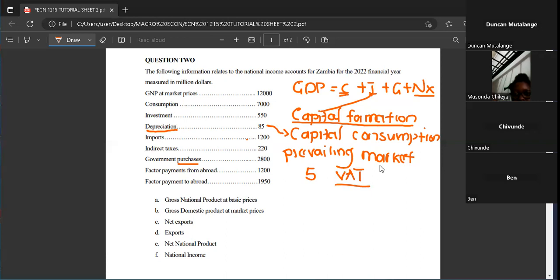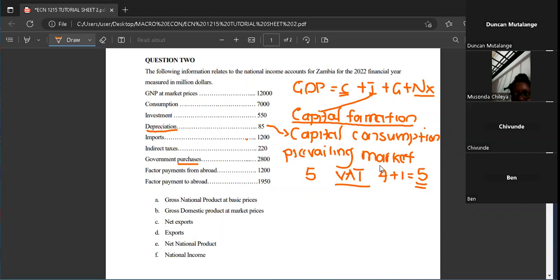So when you're calculating at market price, meaning, for example, Pick and Pay can be selling water at 4 kwacha, but you have the VAT, which is 1 kwacha, meaning you add the 1 kwacha, you now get the market price value of water to be what? To be 5 kwacha. So when you're calculating GDP at market price, you're going to use this 5 kwacha here. All right. So GDP at market price is just the normal one, which you calculate by adding all these together.